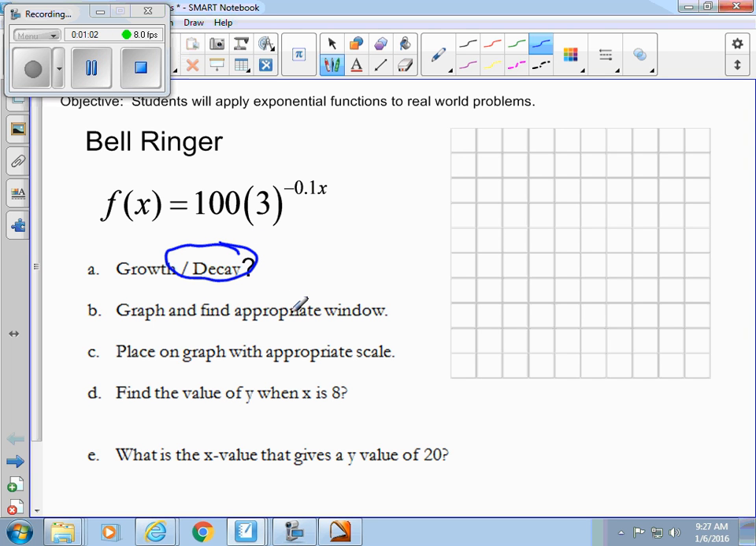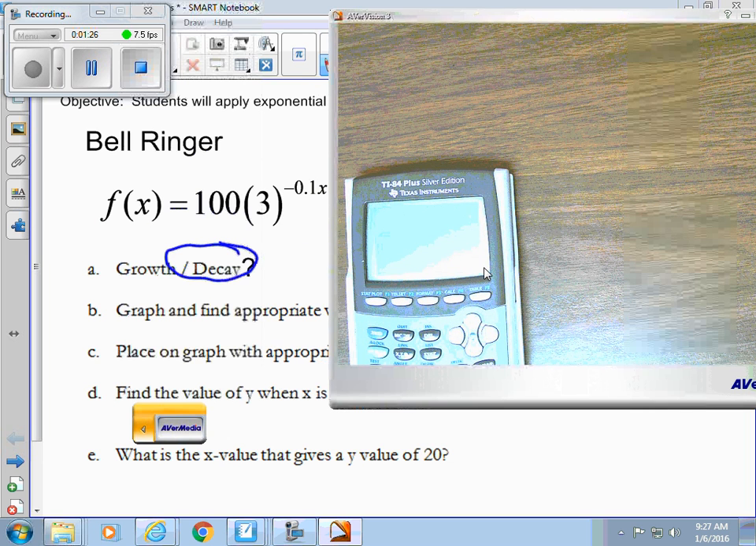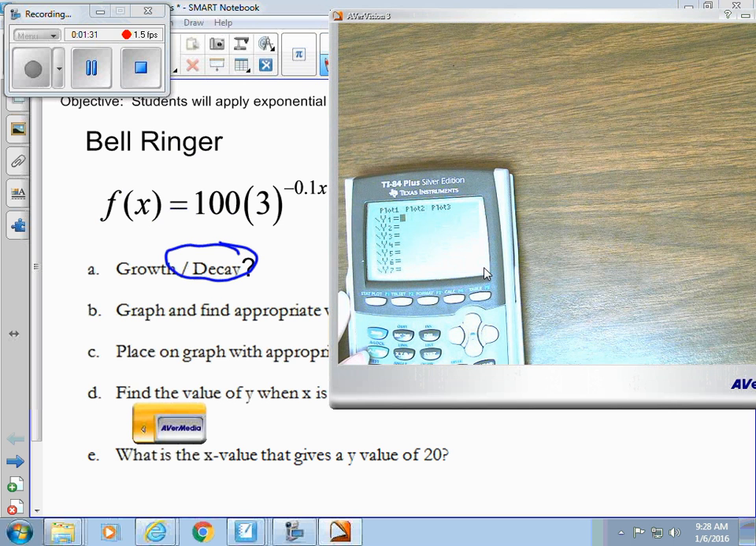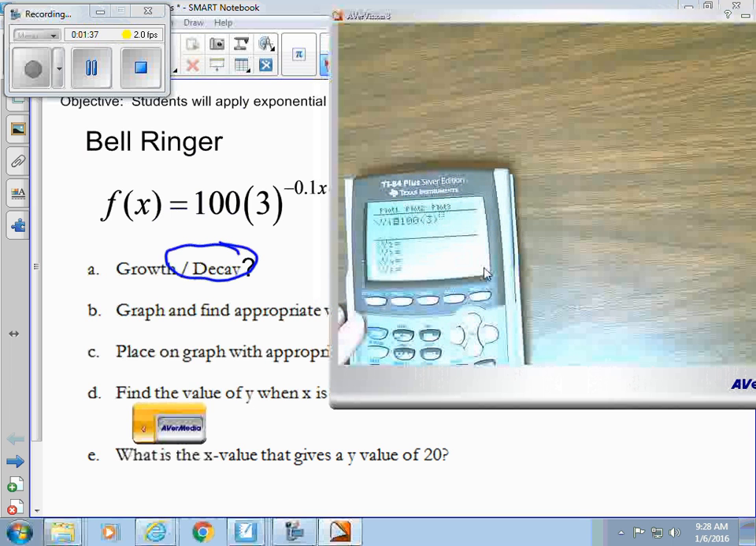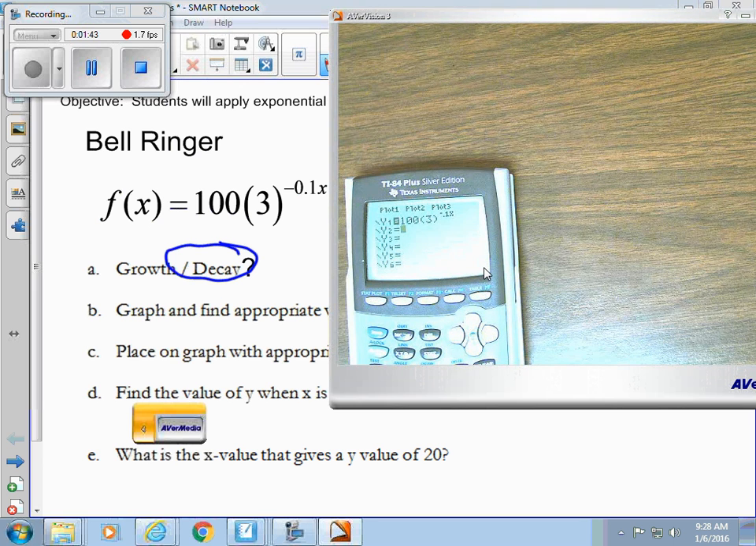Okay. It says graph this function and find the appropriate window. Based on that wording, how is this wanting it to be graphed? By hand? Calculator, right? You find the appropriate window. That sounds a whole lot like a calculator question. So let's do this function in the calculator. And let's talk about an appropriate window.